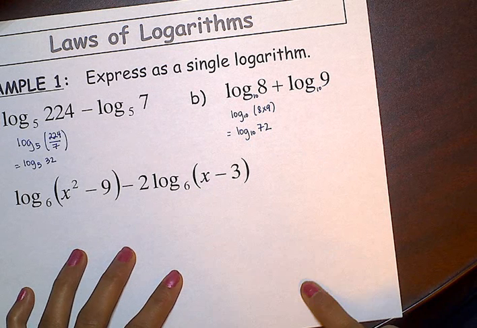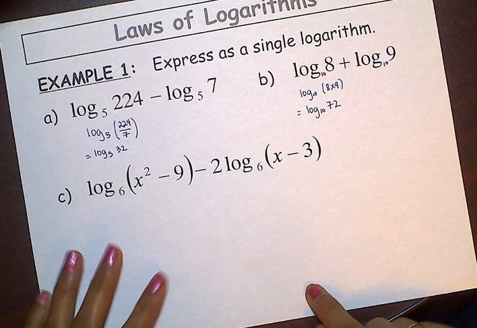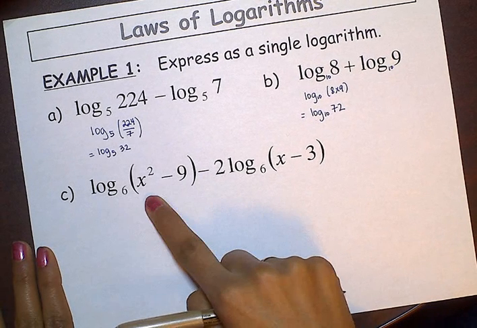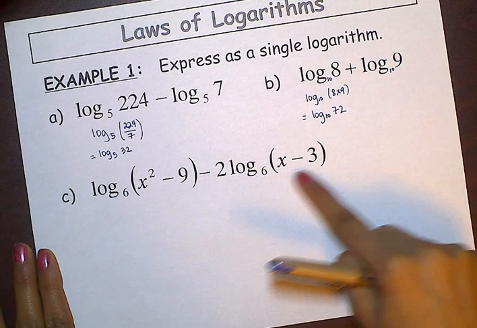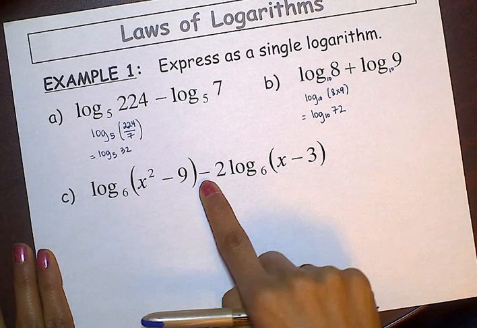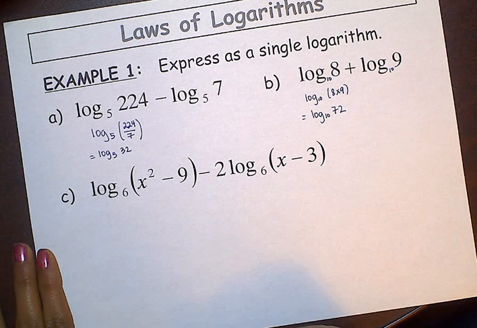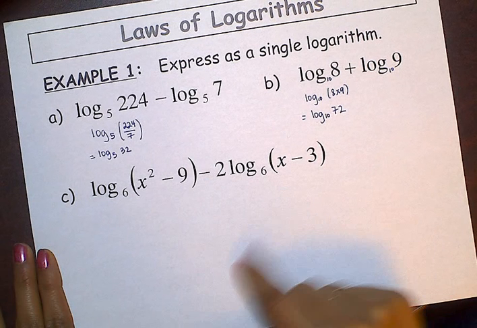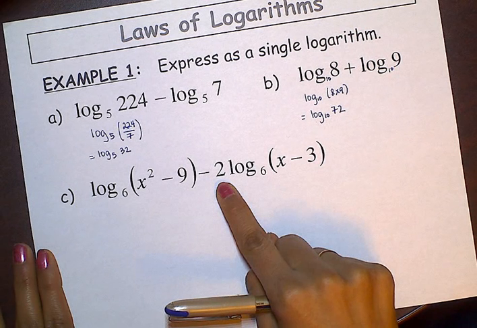I have here log base 6 of x squared minus 9 minus 2 log base 6 of x minus 3. I have here a difference of my two logarithmic functions with the exact same base, so I can use my quotient law in that case. Just before I go ahead and apply my quotient law, I'm going to take this 2 and reverse my power law by moving it to be an exponent. Let's go ahead and do that first.